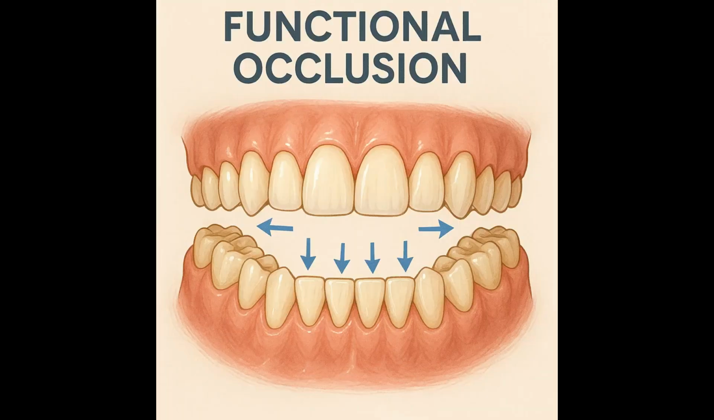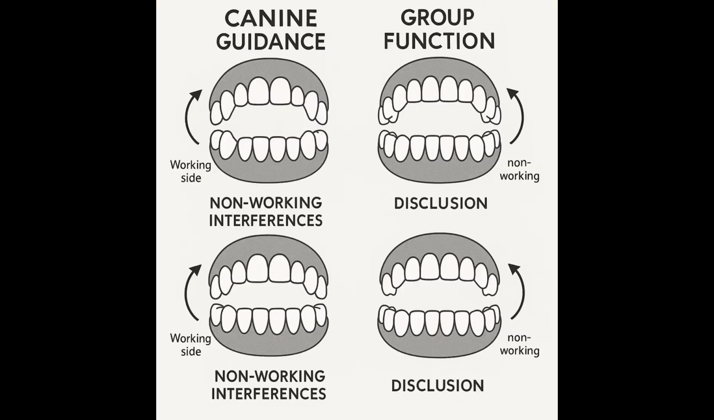Functional occlusion. Functional occlusion describes how teeth contact in motion. The working side is the direction of mandibular movement during chewing. The non-working side is the opposite.